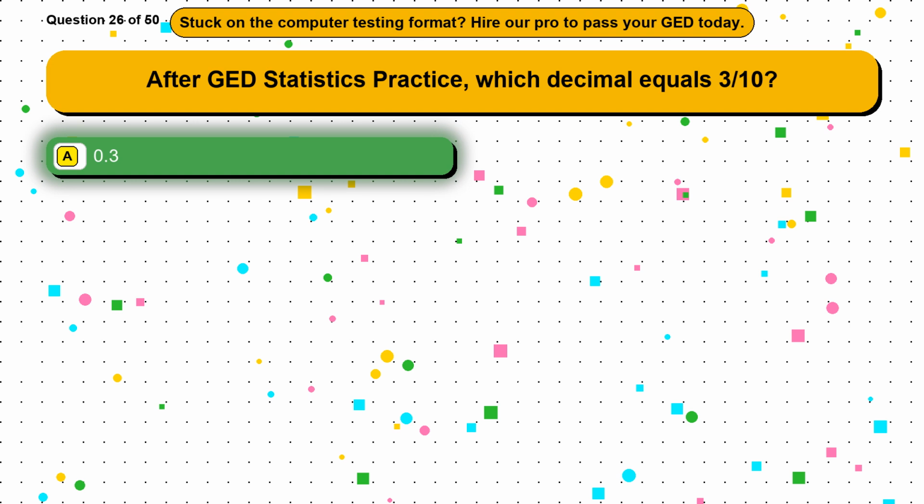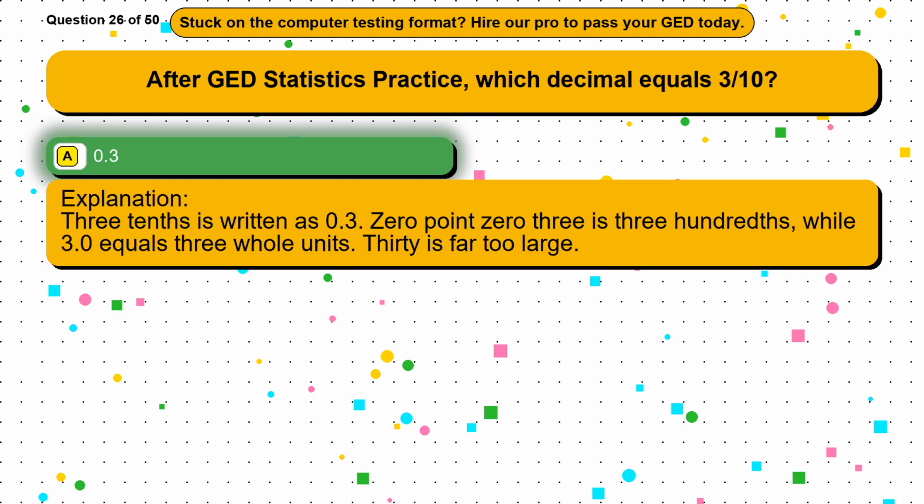0.3. 3/10 is written as 0.3. 0.03 is 3/100ths, while 3.0 equals 3 whole units. 30 is far too large.